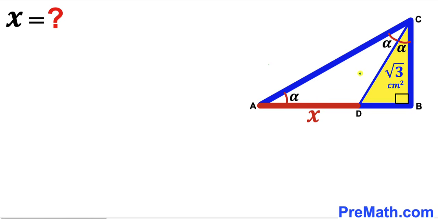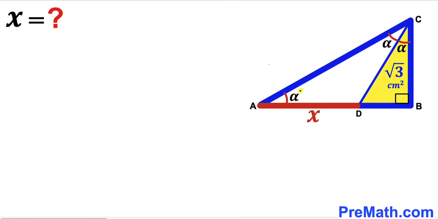Welcome to PreMath. In this video, we have got this big right triangle ABC along with this angle bisector CD, as you can see in this given diagram. And as a result, we end up with this yellow shaded right triangle DBC. And the area of this yellow shaded triangle has been given to us as square root of 3 centimeter square.